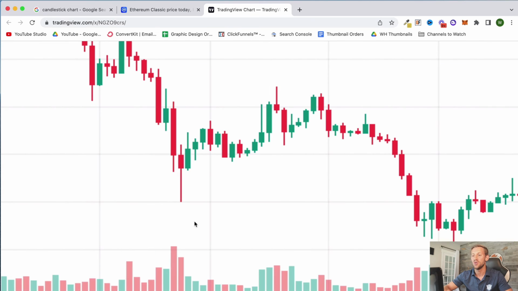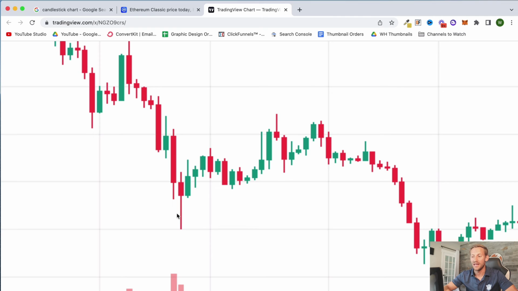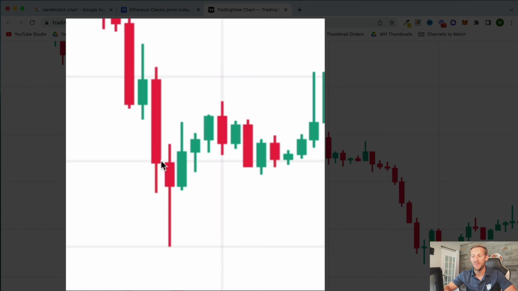And sometimes you'll see huge wicks. So you can see on this particular one right here, we know that it opened here at the top of this candle. We know that it closed right here at the bottom of this candle. And we know that at some point during that day, it really got hit all the way down to here. And then probably throughout the day, it slowly climbed its way back up to here. And that's how you read candlestick charts.